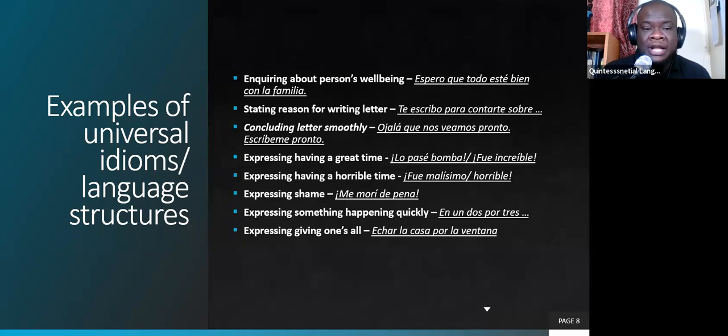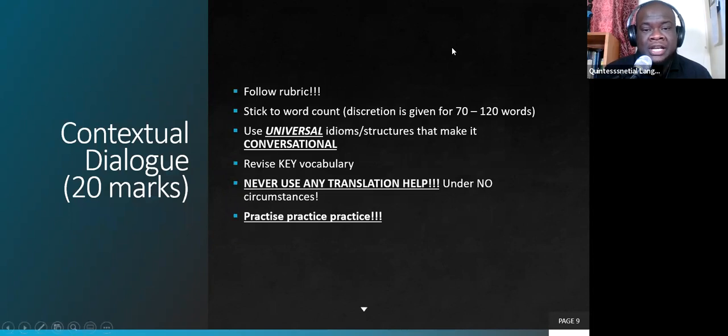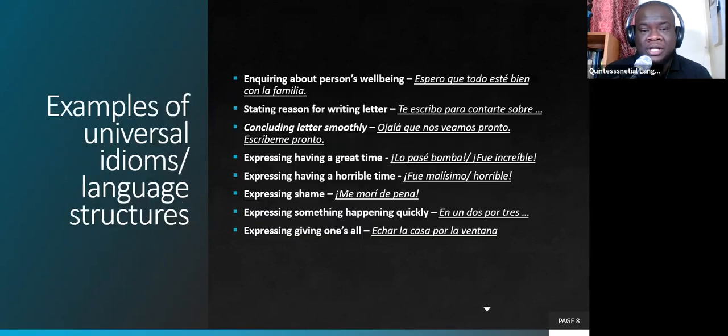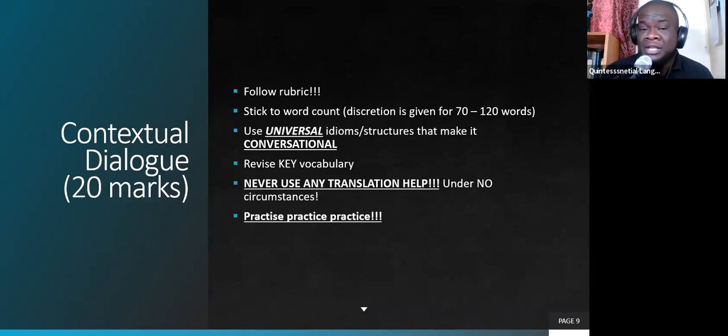So we spoke about directed situations. We spoke about the letter. We will move on next to the contextual dialogue. And you see a common thing in each one: obey the instructions, follow the rubric. That is so important. You need to follow the rubric no matter what. And when they say the rubric, meaning instructions, meaning what they tell you that you need to include, etc., right? So always pay attention to what the instructions are asking.